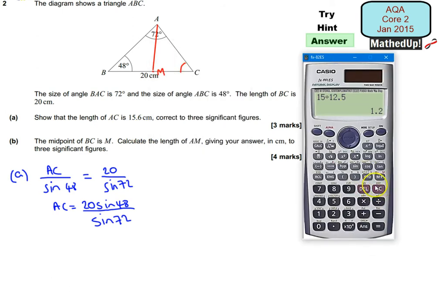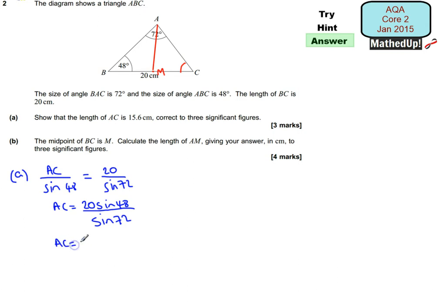So let's just check. And I've got 20 sine 48 divided by sine 72, and that does in fact give me 15.6 centimeters to three significant figures. So AC is equal to 15.6 centimeters. Okay, for part B, now this is where I've annotated the diagram.